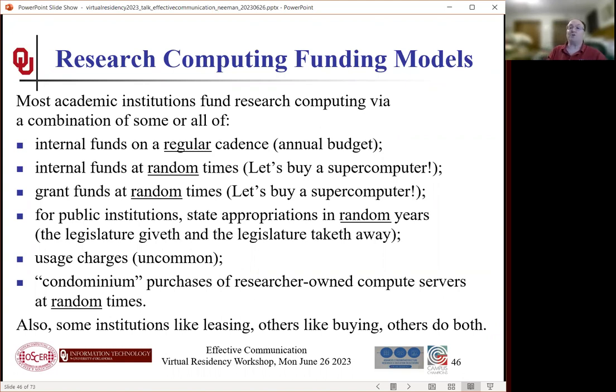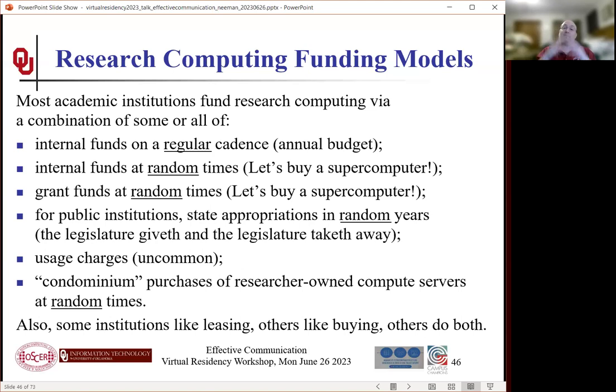You can do usage charges. There are not that many institutions that charge by the core hour, in large part because when you do that, the faculty either don't do heavy computational research or take it to the national centers, in which case they're much curtailed because the national centers have nowhere near the capacity that's actually needed.